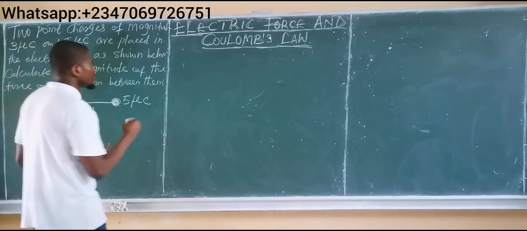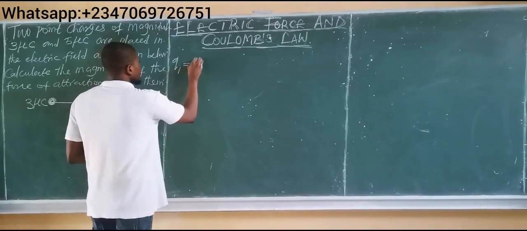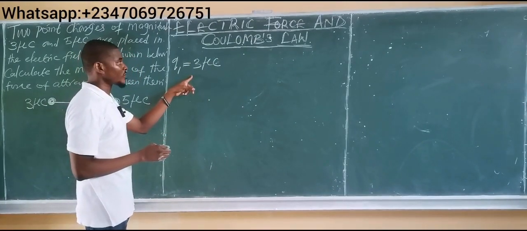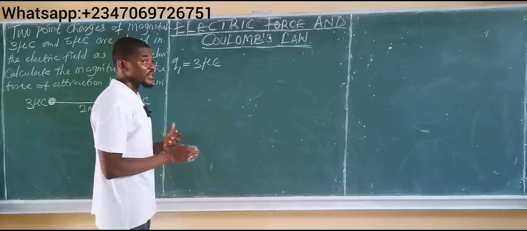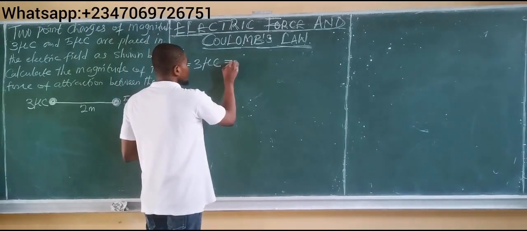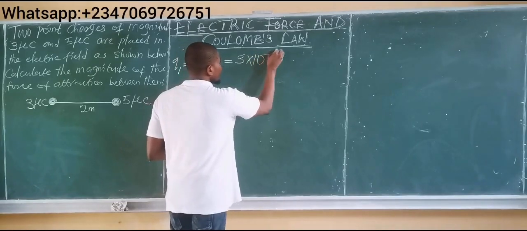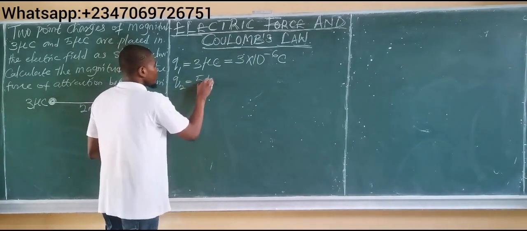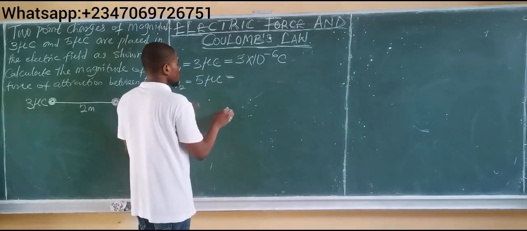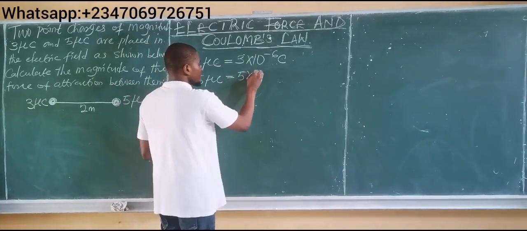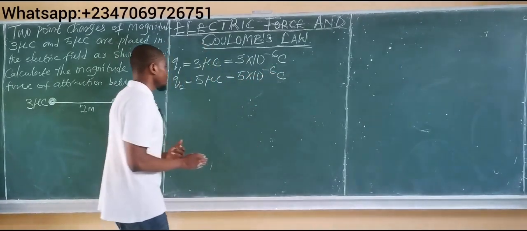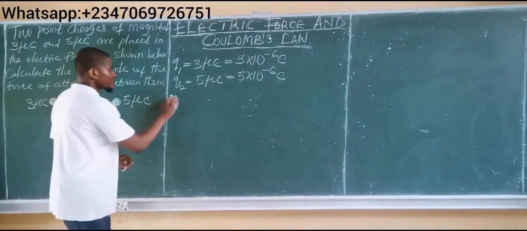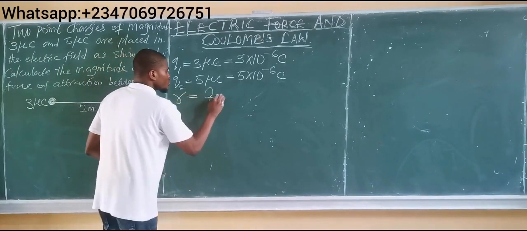So you're given the first charge Q1 simply as 3 microcoulombs. Now, not forgetting, convert your microcoulombs to coulombs, and 1 microcoulomb is 10 to the power of negative 6. That means 3 microcoulombs becomes 3 times 10 to the power of negative 6 coulombs. Second charge Q2 was given simply as 5 microcoulombs, and this becomes 5 times 10 to the power of negative 6 coulombs. Now, the distance of separation between the two of them is simply 2 meters, as can be seen. So this simply implies r is given as 2 meters.